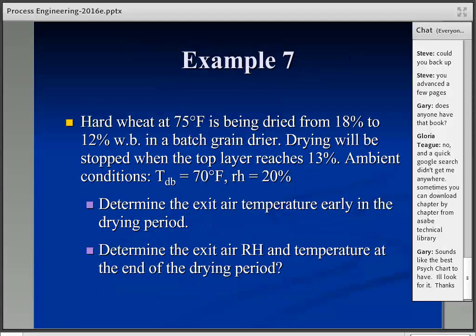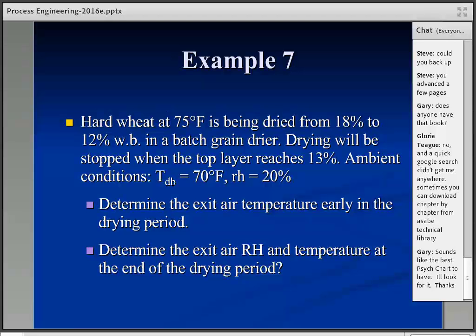Okay, an example here. So we're looking at drying wheat, in this case kind of a little unusual, but drying wheat. We want to dry in general 18% to 12%, batch grain dryer. So that's kind of what I've been drawing in the previous illustrations. We're going to dry until the top layer of the grain reaches 13%. Ambient conditions here, 70 degrees and 20%. So that's really that T naught and RH naught that we talked about when we were setting up the definitions.